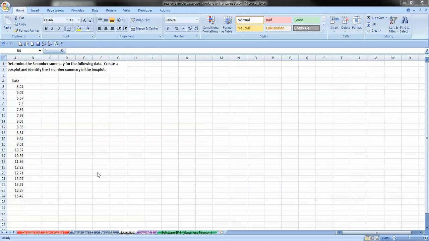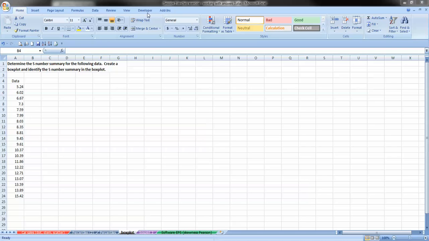They include the minimum value of the data set, Q1, the first quartile, the median, or Q2, Q3, the third quartile, and finally the maximum value of the data set. And to perform that, you would calculate each of those and draw the diagram.